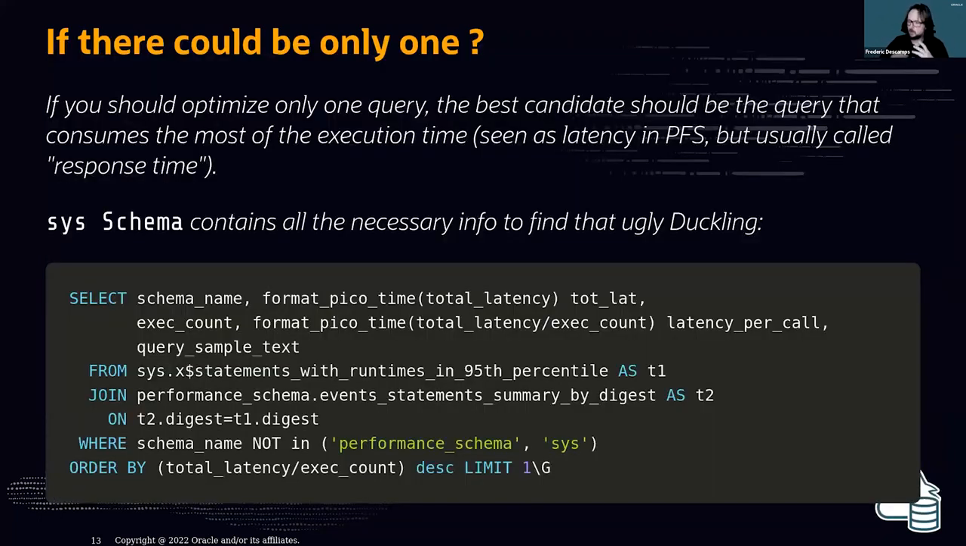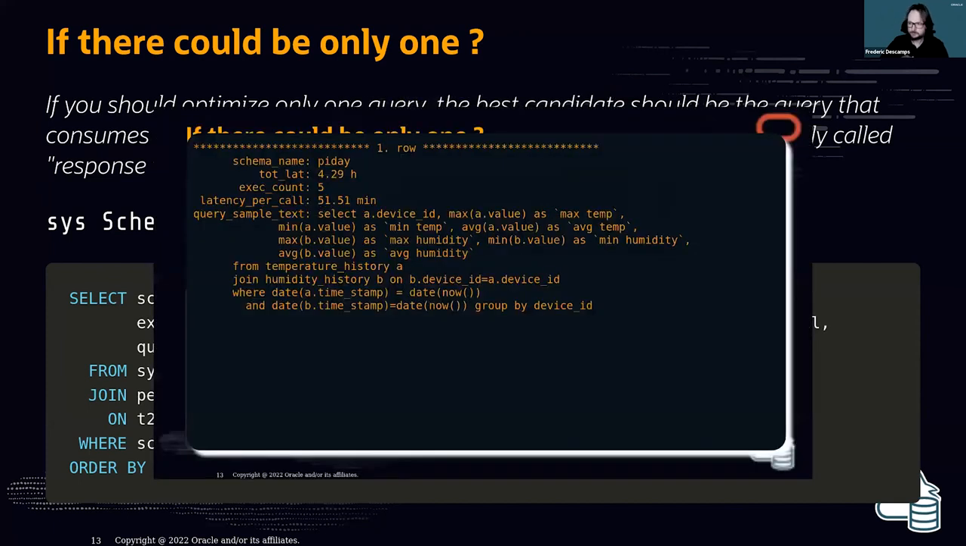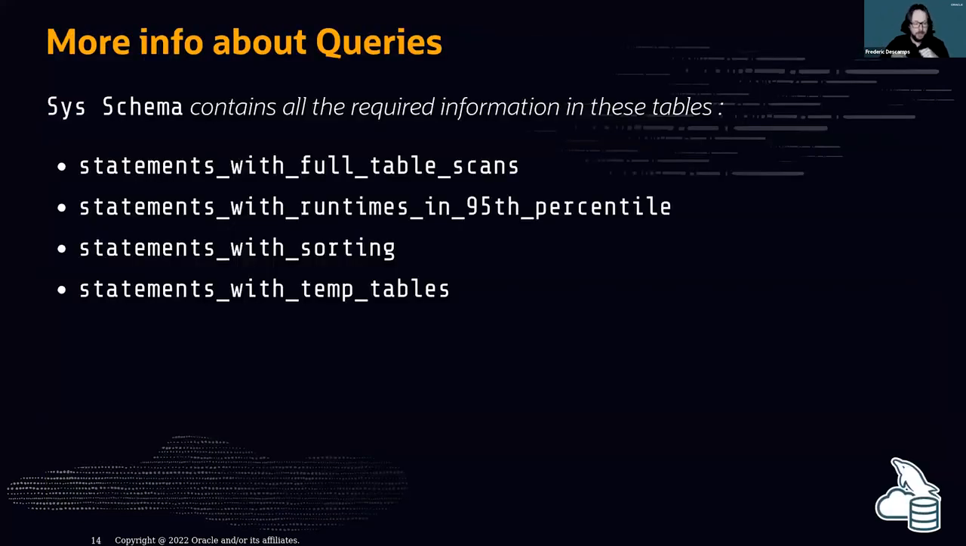As you can see here, we are looking at information in performance schema to get that information, and in the sys schema. So the sys schema also contains all required information to find very bad queries, like all the statements that do full table scans, all the statements that are taking most of the time, or the statements that do sorting and use temp tables. So you can find all these statements in performance schema and sys schema in MySQL.